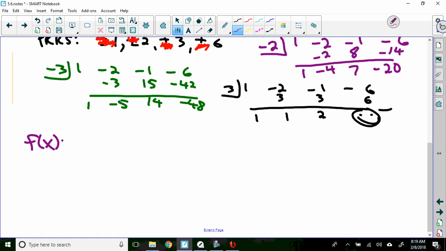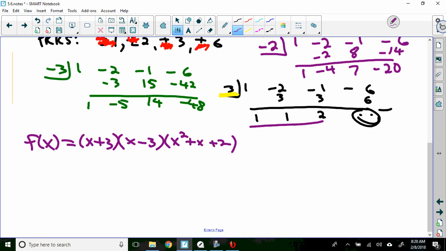F of x, we said, is x plus 3. Now, because of this 3 working, what's our other factor? X minus 3. So we had a cubic, and we broke it down. So the remaining factor then, these coefficients here tell us about the remaining factor, which is now quadratic. So it's x squared plus x plus 2.